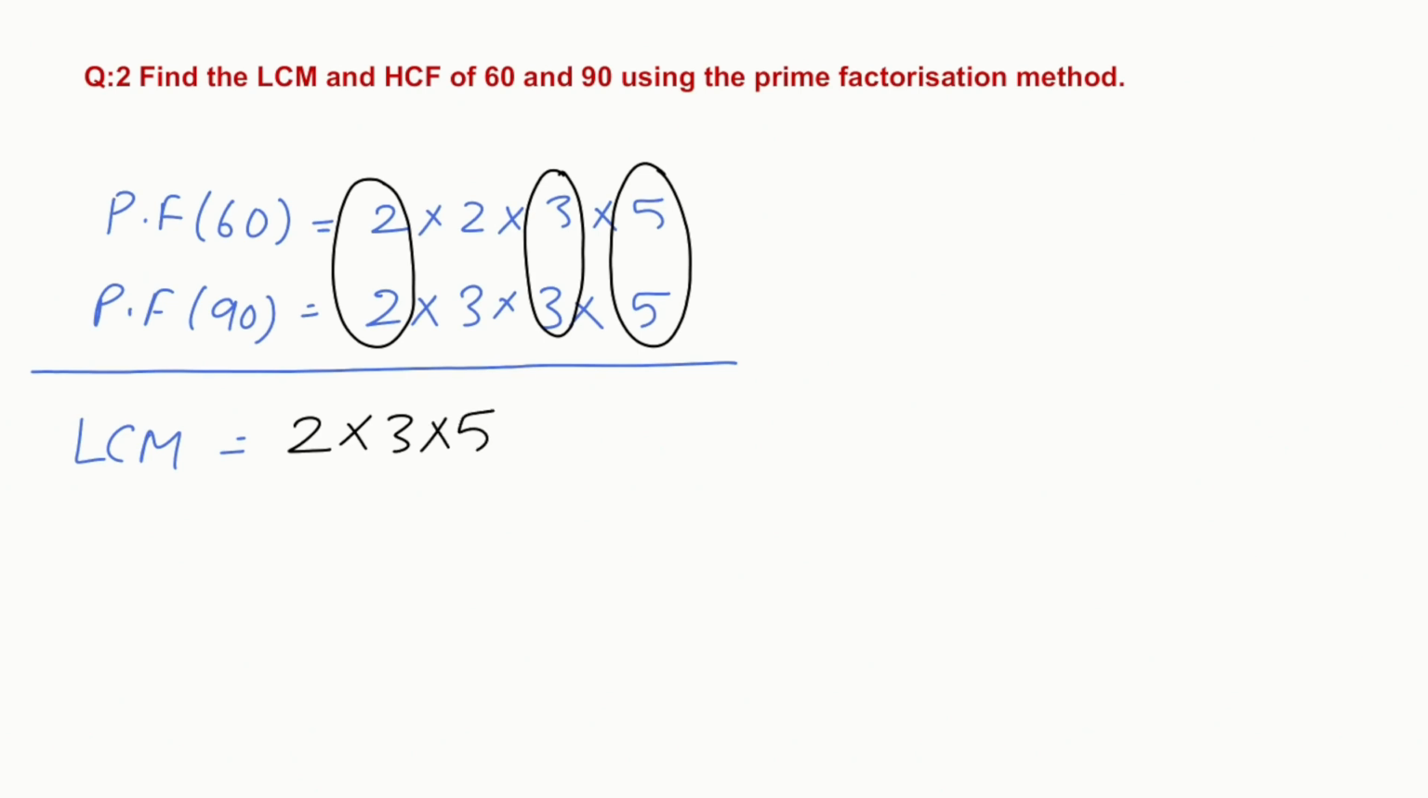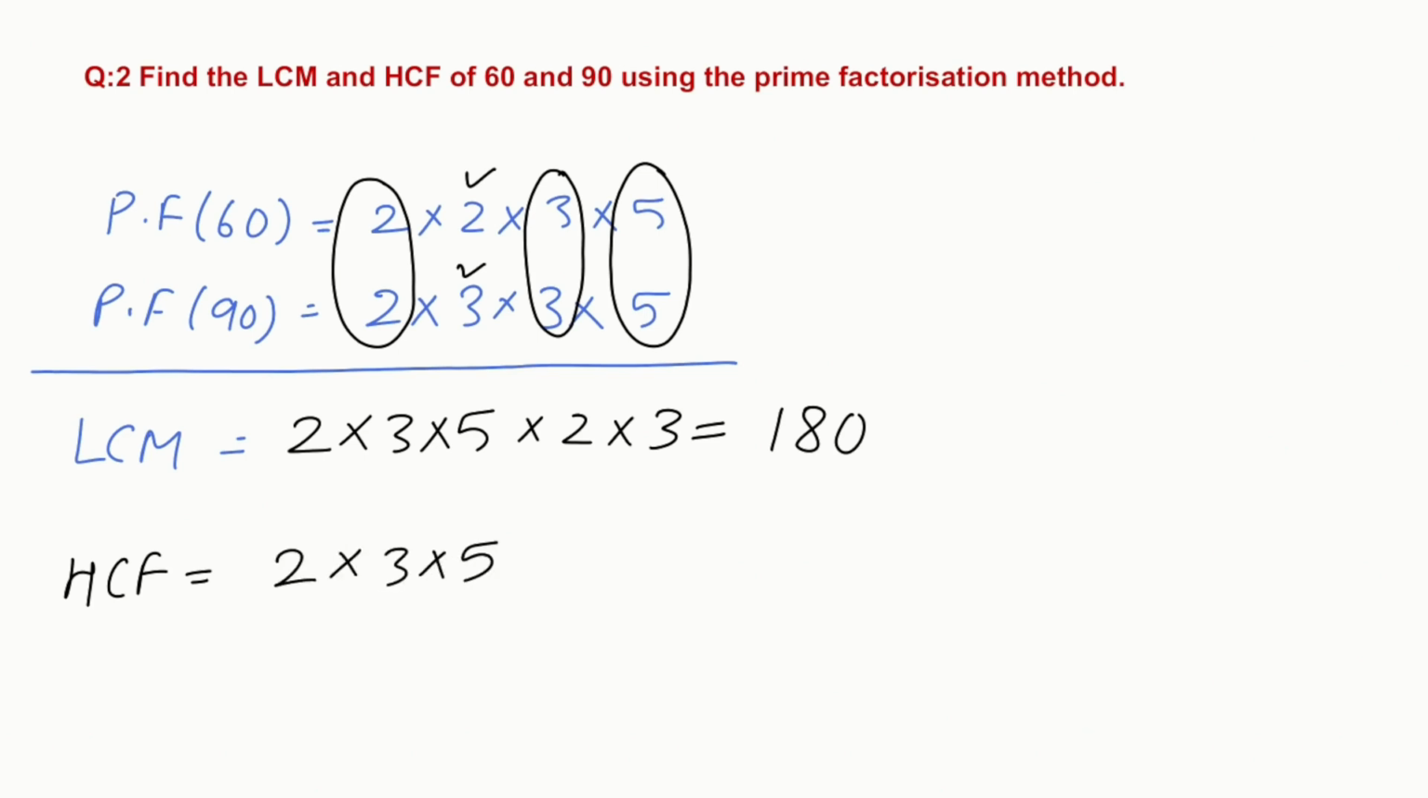First I have written the common pairs. Now I'll write this 2 and this 3. So times 2 and times 3. So this is the LCM of 60 and 90 and the product is 180. Now the HCF. In the HCF we are going to write only the common pairs. So 2 times 3 times 5, which is 30.